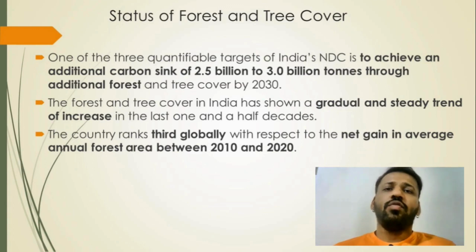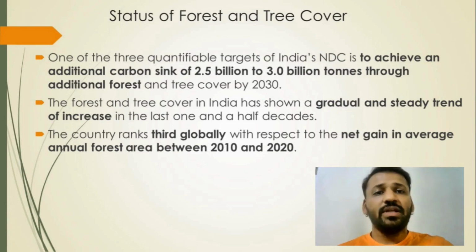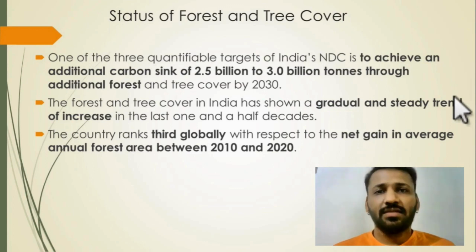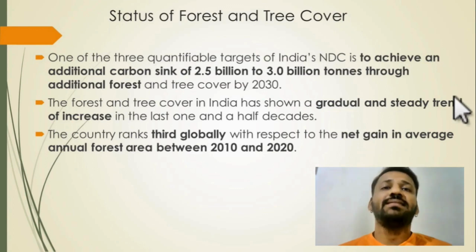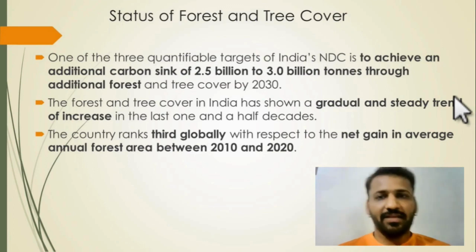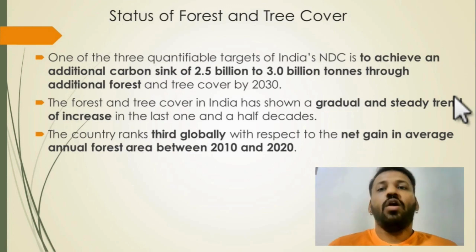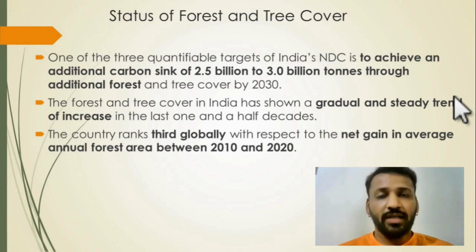So here the forest in India is gradually and steadily increasing. What this forest report says is that the forest cover and tree cover in India is gradually increasing. The country ranks third globally with respect to net average gain of annual forest area between 2010 and 2020.